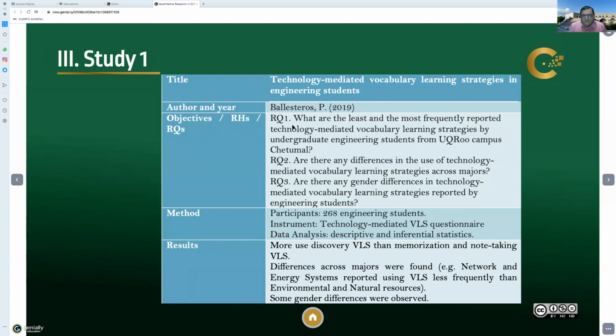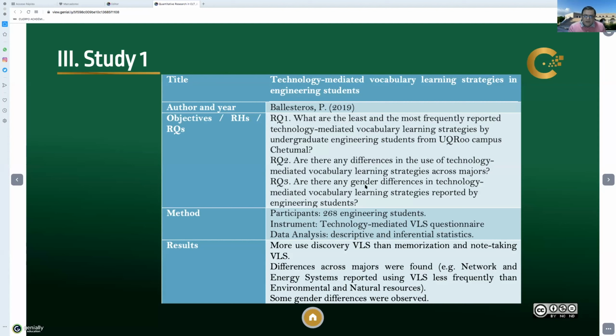In this case, Ballesteros opted for RQs, research questions. And she measured this through a VLS questionnaire, focused on the basis of technology. In the research questions, we can spot the different variables that she wanted to examine. For example, if you look at question number two, are there any differences in the use of technology-mediated vocabulary strategies across majors? In this division, there are four majors. So Ballesteros wanted to compare the groups in terms of means, averages, to see if there were any differences.